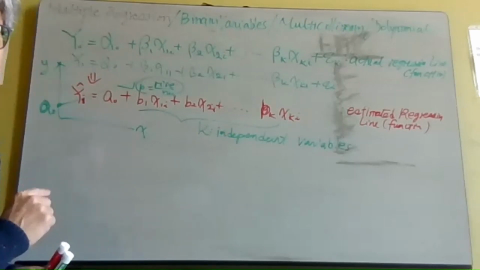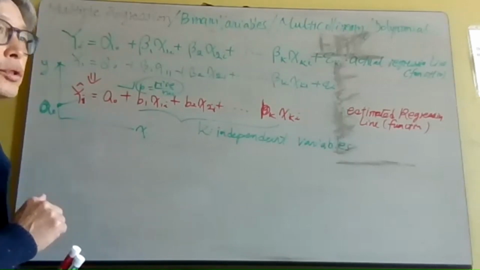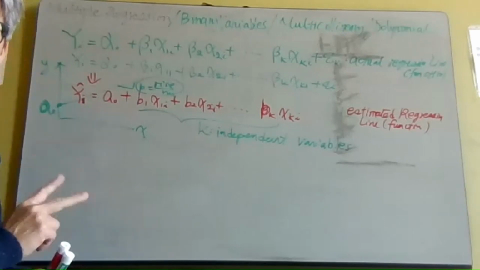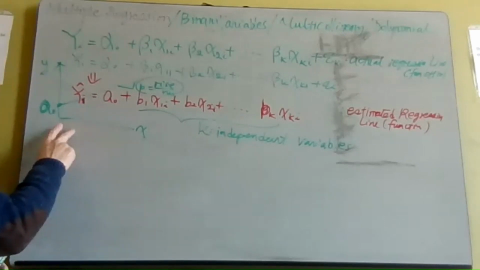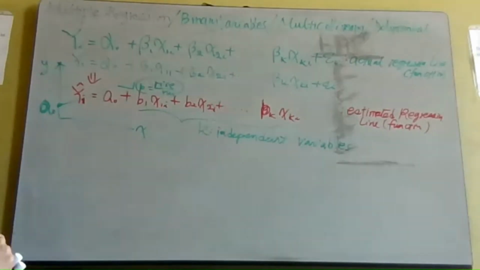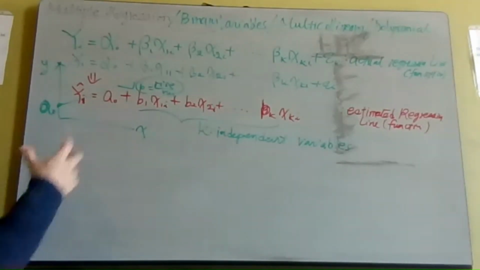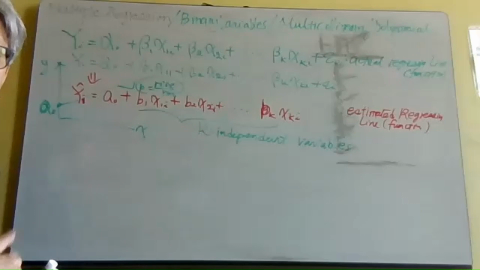So with a simple regression model, we use a 2D plane. But if you have multiple independent variables, we're going to have a hyperplane. So it's difficult to visualize.